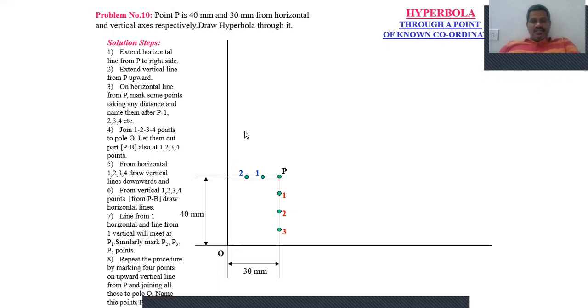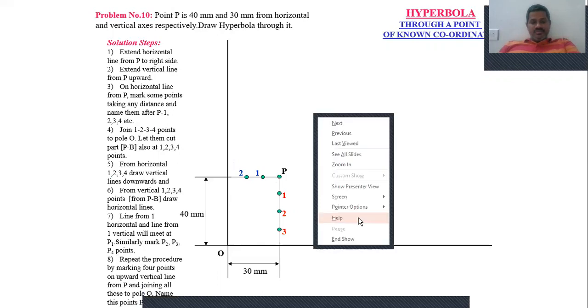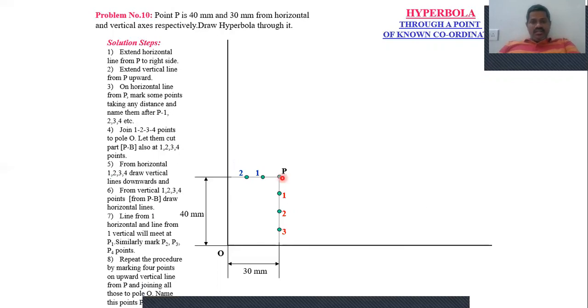Then I extend a line from P. I take a pointer here now. Then I extend this point P along the x-axis and also along the y-axis like this. Then draw the lines from point O. That line must pass through all these points up to this extended line. Draw a line which must originate from O and pass through these points respectively up to the extended line of point P here.